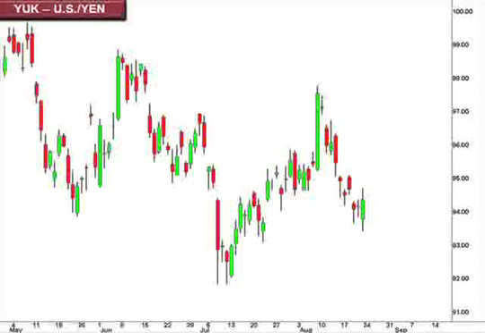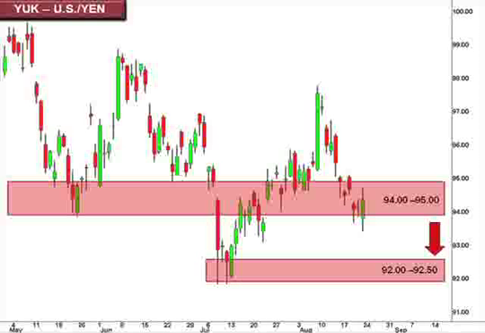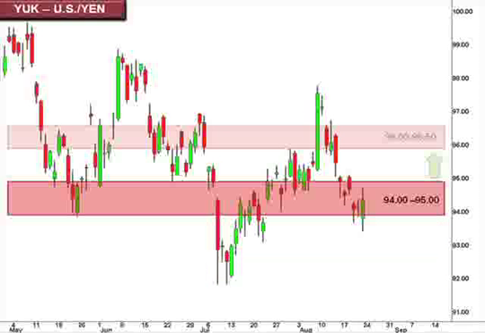Take a look at the YUK now. After a significant sell-off against the yen, the US dollar appears to have formed a bullish reversal candle on Friday, suggesting the possibility of support holding here at the 94.95 focal zone. Now, a break lower opens the window for a retest of the 92.5 lows. However, if this support does indeed hold, we should see a move back up into this 96 zone.